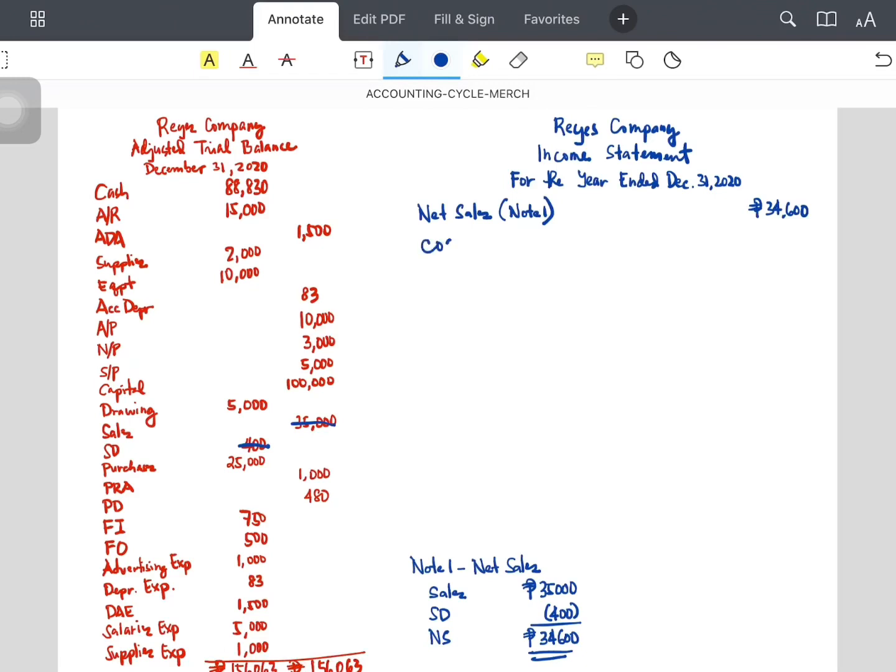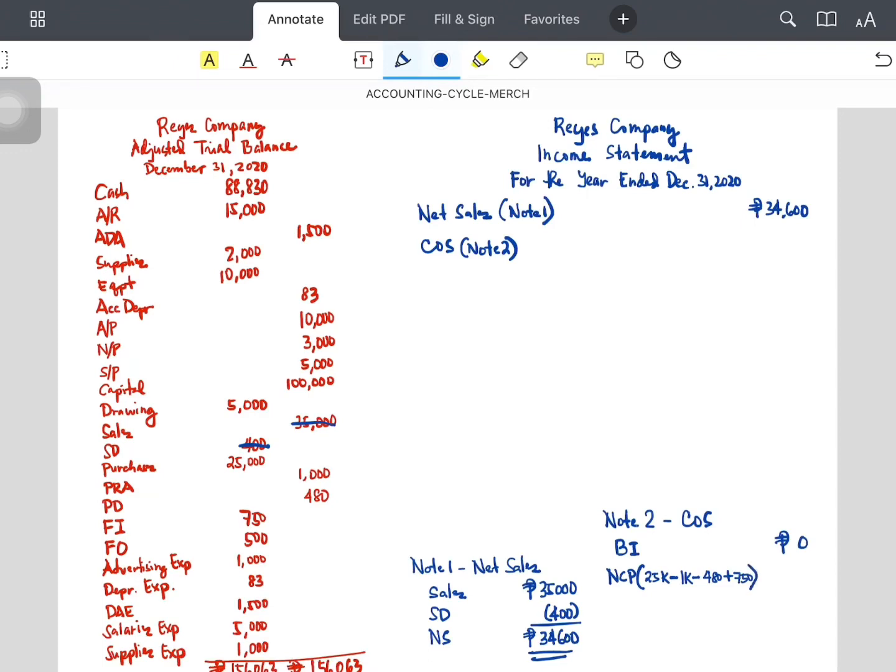Next, compute your cost of sales. Let's do a note. For this, you need your beginning inventory. You just started this year, so your beginning inventory is 0. And then get your net cost of purchases. You need your purchases. That's 25k minus purchase returns and allowances 1k minus purchase discount 480 plus your freight in 750.